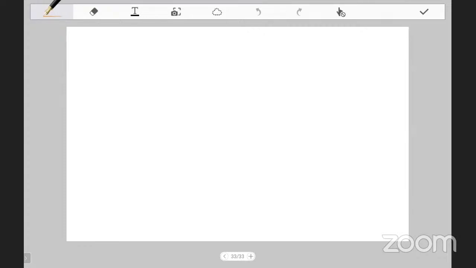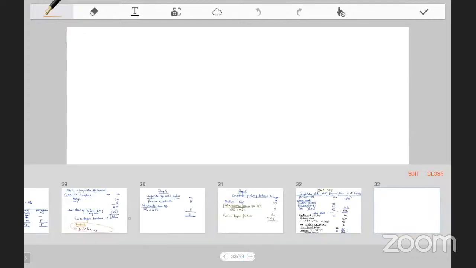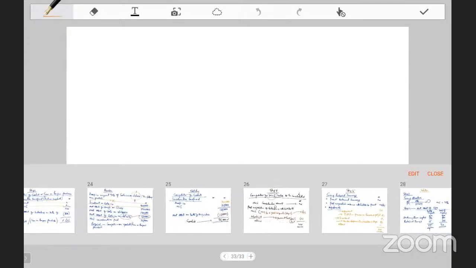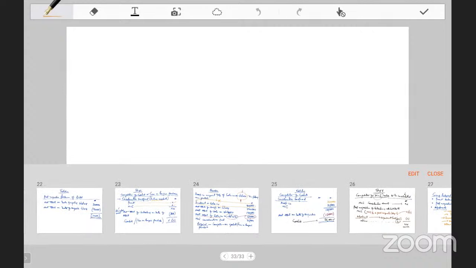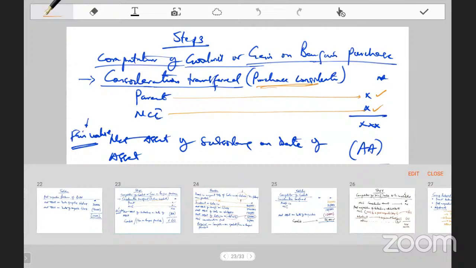In the last class, I told you that under step 3, there are some situations in which the examiner, when we are calculating step 3, we are looking at the purchase consideration of parent and NCI. Please, I want you to know for your exam, don't be carried away. No examiner at your level of skill will give you the value of the parent purchase consideration on a platter of gold. You will need to ascertain the value and calculate that amount. So let's start with that.